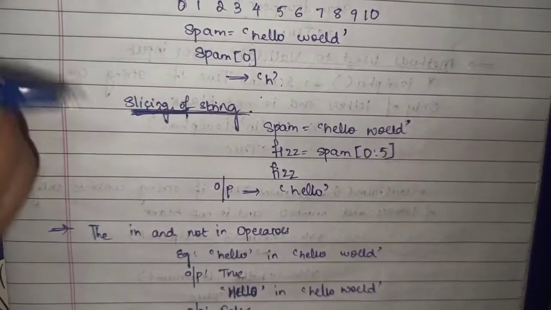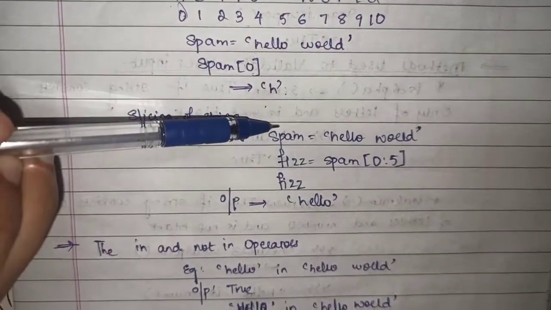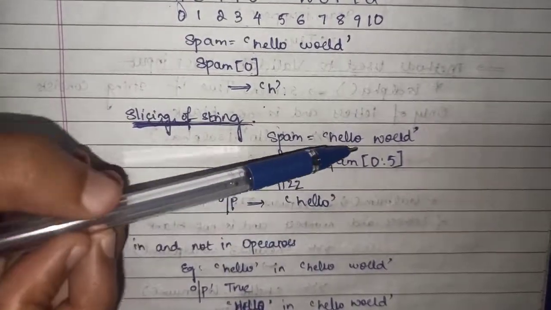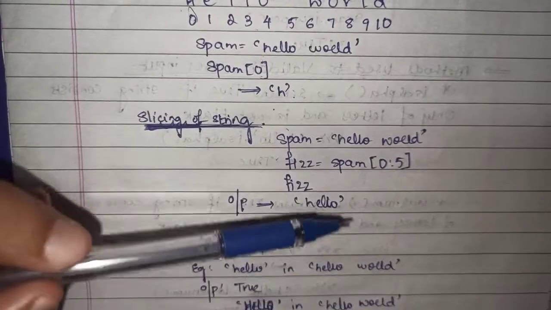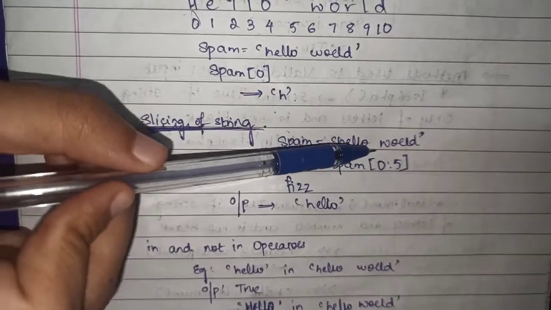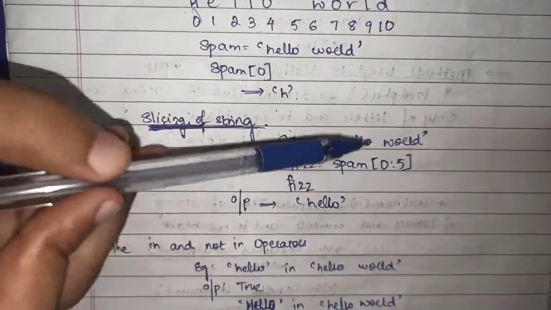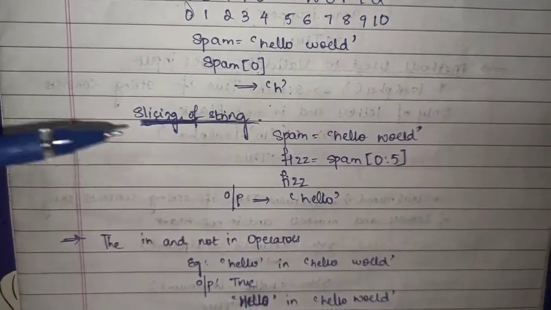Coming to slicing of strings, suppose you have spam equal to hello world, and you want to slice from 0 to 5, that is 0 1 2 3 4. It is end index minus 1, the same way you do it in a list. So it will print hello. So this is about slicing of the string.